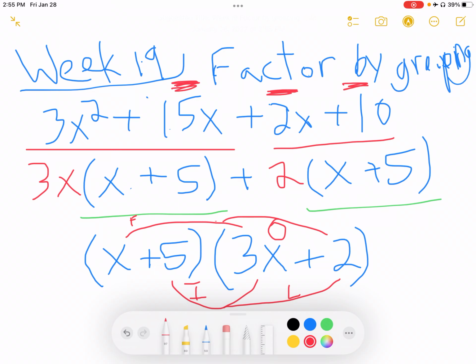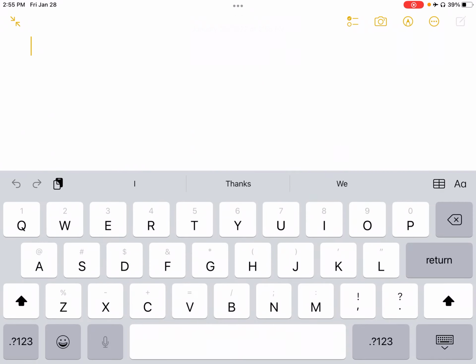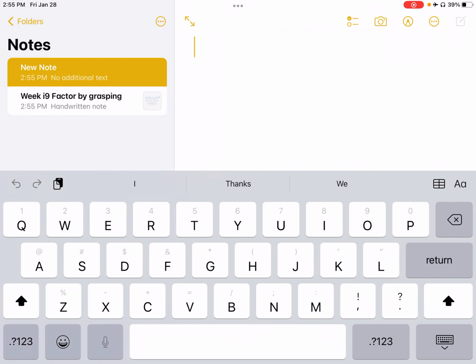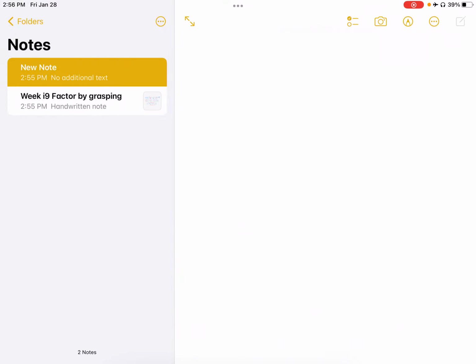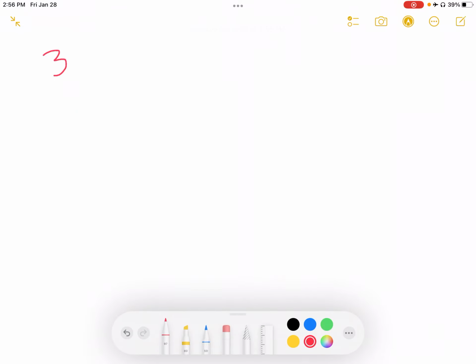Okay, so there's that, and then let me show you a little bit different way. Okay, so if I showed you this, instead I wrote 3x squared, and then I wrote plus 2x, I wrote plus 15x, and then I wrote plus 10.